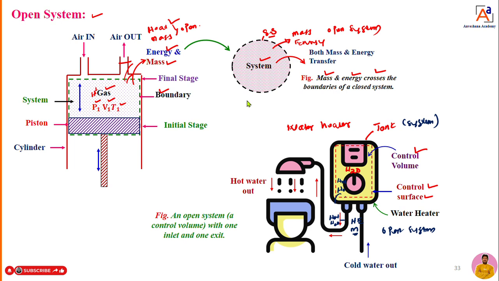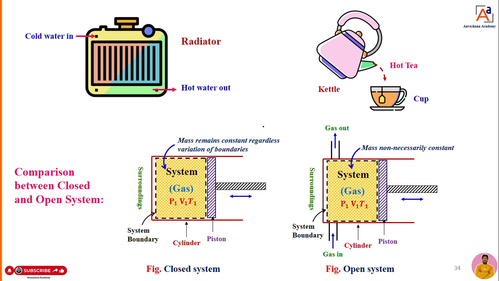Now moving towards the next, I will discuss some more engineering applications for this open system. Take a radiator in a car or your vehicle. You are going to supply cold water into the radiator. The radiator, I will call it a system. When the water is circulated through the tubes, over a period of time that cold water turns into hot water.